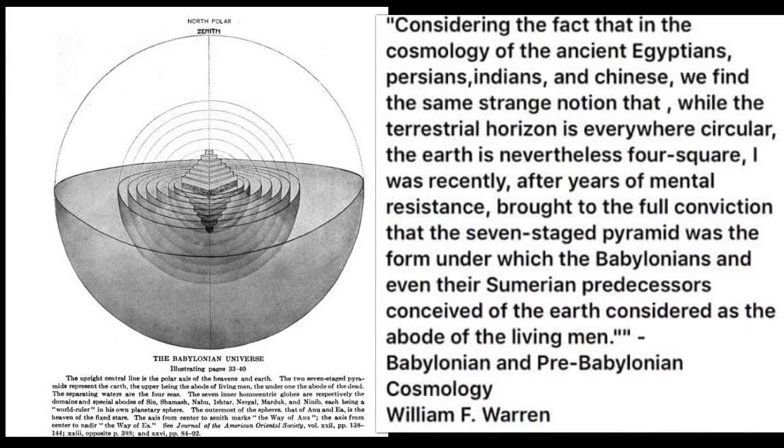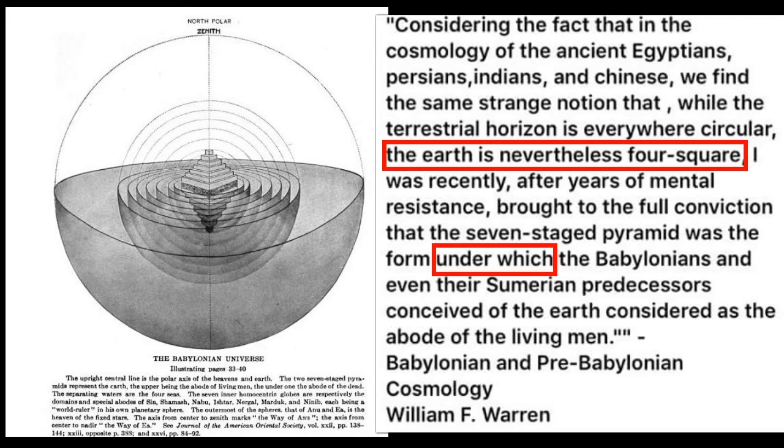William Warren, an author of several notable books on ancient cosmology, wrote the following about Babylonian and Pre-Babylonian cosmology. Considering the fact that in the cosmology of the ancient Egyptians, Persians, Indians, and Chinese, we find the same strange notion that while the terrestrial horizon is everywhere circular, the Earth is nevertheless foursquare, I was recently, after years of mental resistance, brought to the full conviction that the seventh stage pyramid was the form under which the Babylonians and even their Sumerian predecessors conceived of the earth, considered as the abode of the living men.